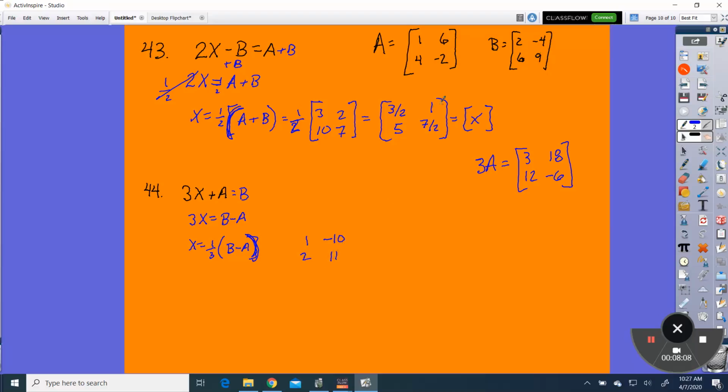Now the order does matter, okay? So you could have gone negative A plus B, but I just go B minus A. That seems to make more sense. Then I have 1/3 of that in front. So 1/3 of 1 is 1/3. 1/3 of 2 is 2/3. 1/3 of negative 10 is negative 10/3. And 1/3 of 11 is 11/3. Okay. All right, so that's how you add, subtract, and solve for matrices.